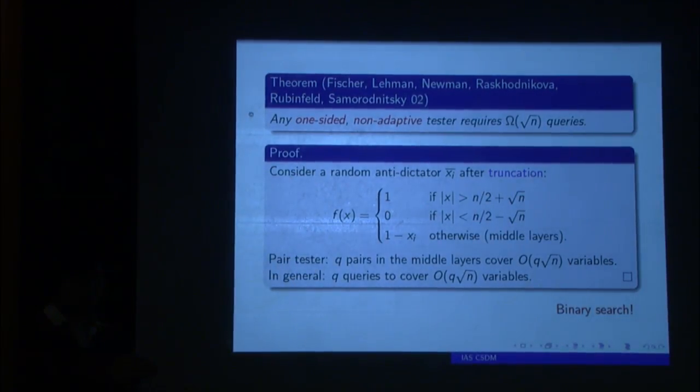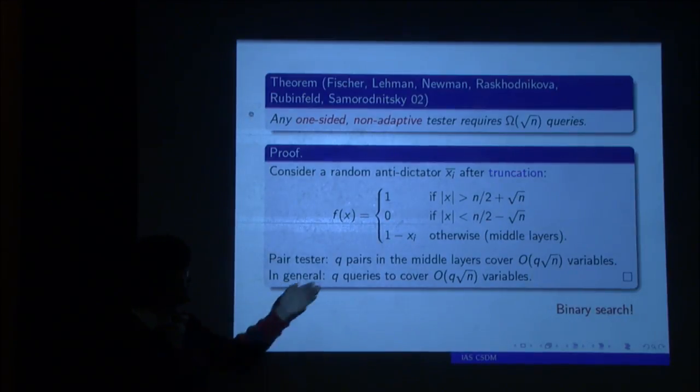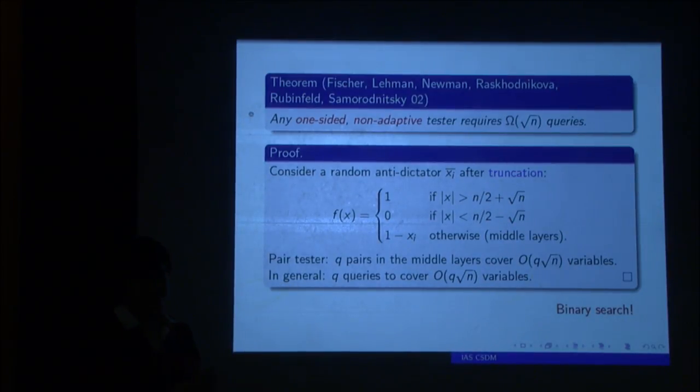So if a pair of your points are not comparable, like one does not dominate the other, then it doesn't really say anything. So only the pairs where one dominates the other say something, and you can use that to say, okay, in general, Q queries only cover Q Rudin. It's like a one-paragraph argument. So this is for the one-sided non-adaptive case.